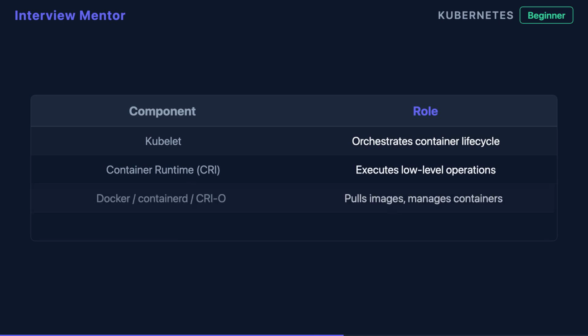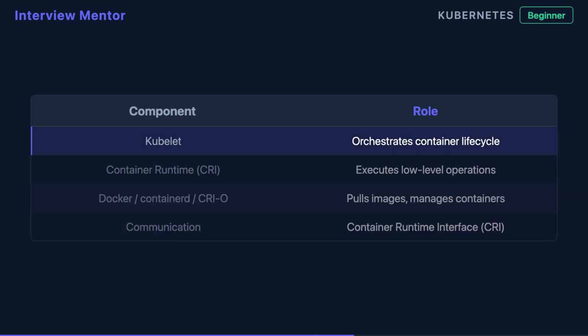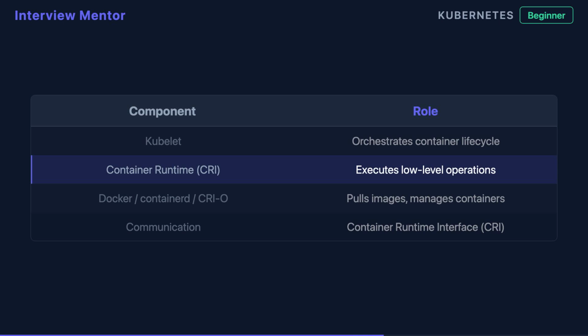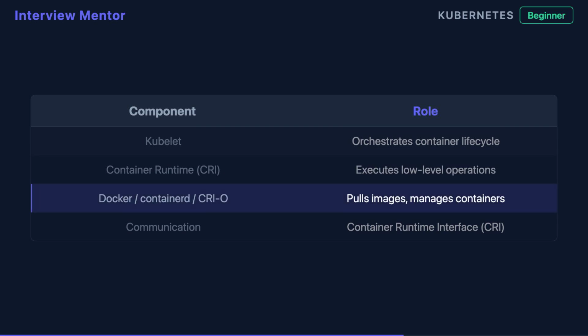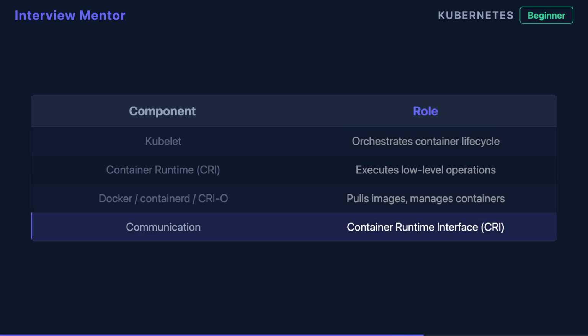To actually manage containers, the kubelet doesn't do the heavy lifting itself. Instead, it talks to a container runtime like Docker, containerd, or CRI-O through the Container Runtime Interface. The kubelet tells the runtime to pull images, create containers, stop them, or delete them. This separation of concerns means Kubernetes can work with different container technologies.